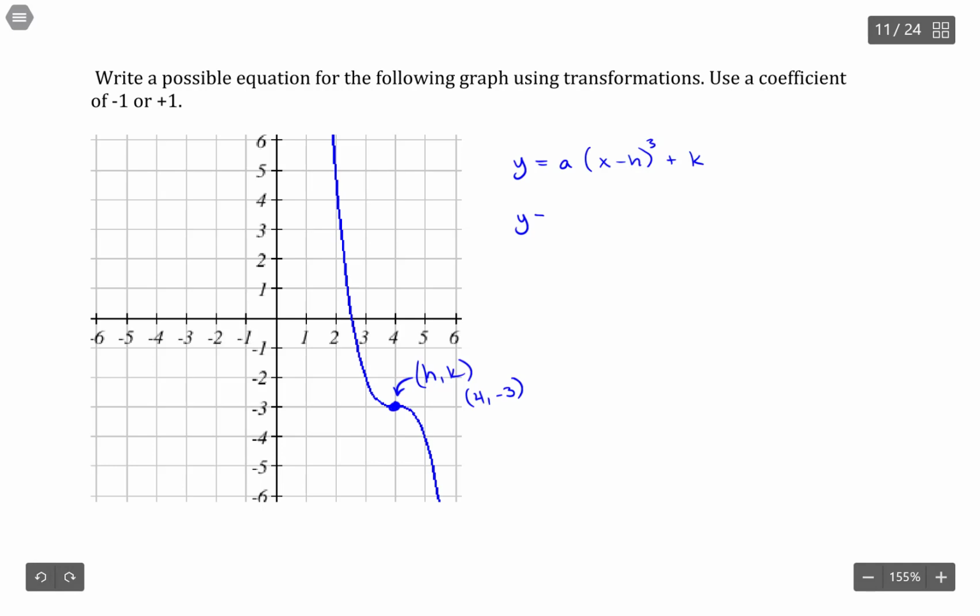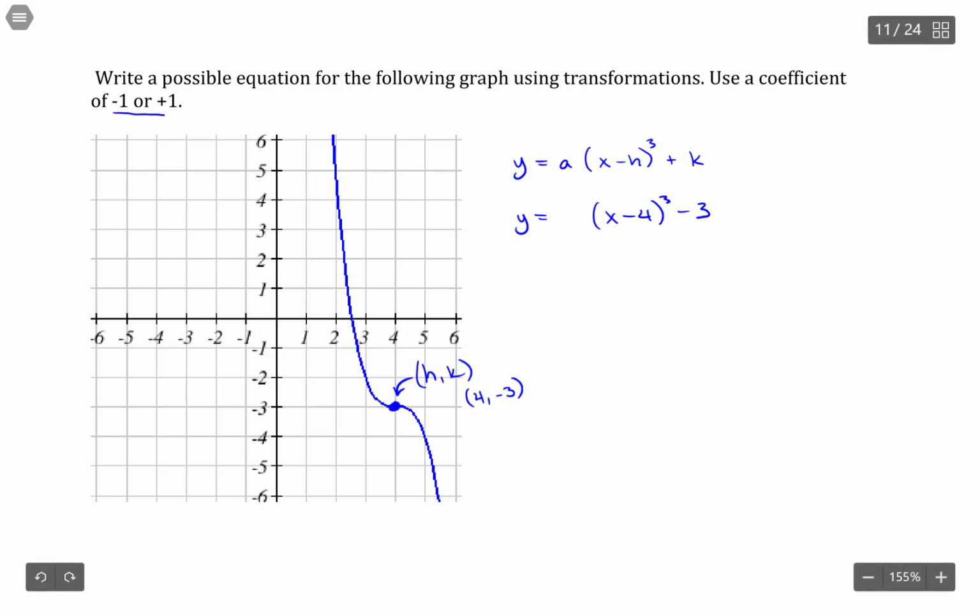So now we have y equals x, and it's minus h, so it's going to be (x minus 4) cubed, then plus k. If there's a plus k, it just means we don't take the opposite of that sign. So it's going to be (x minus 4) cubed minus 3, and a. Let's see what to do with a.